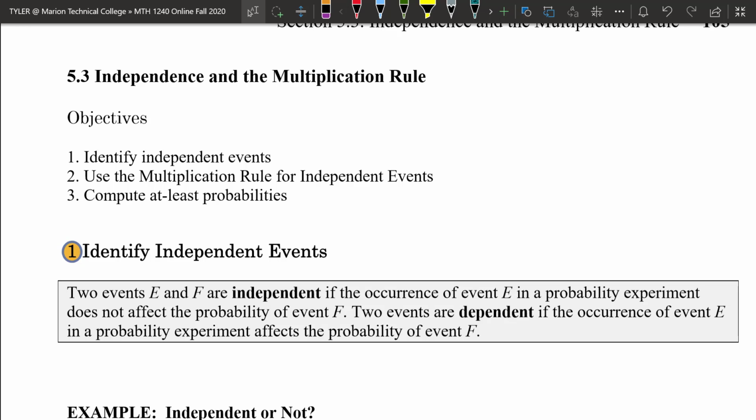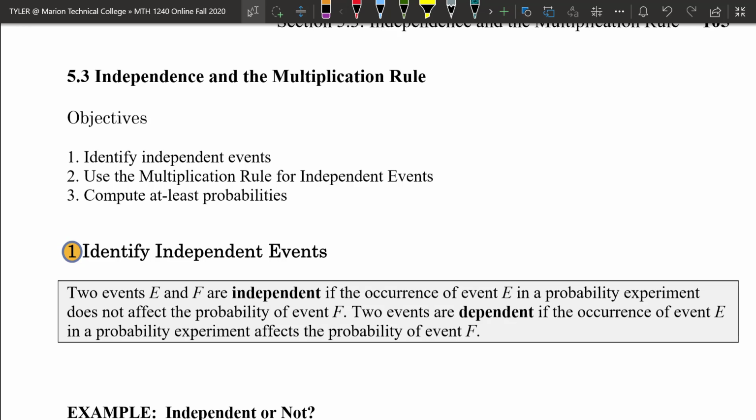Hi, so this video is over section 5.3, which is over independence and the multiplication rule. So we have three learning objectives. We want to be able to identify independent events, use the multiplication rule for independent events, and then compute what we call at least probabilities.